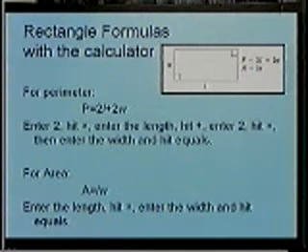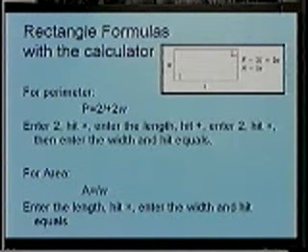On to the formula sheet. For perimeter of rectangle formulas, perimeter is quite simple. It's 2 times the length plus 2 times the width. Enter 2, hit times, enter the length. Hit the plus, enter 2, hit times, then enter the width and hit equals.